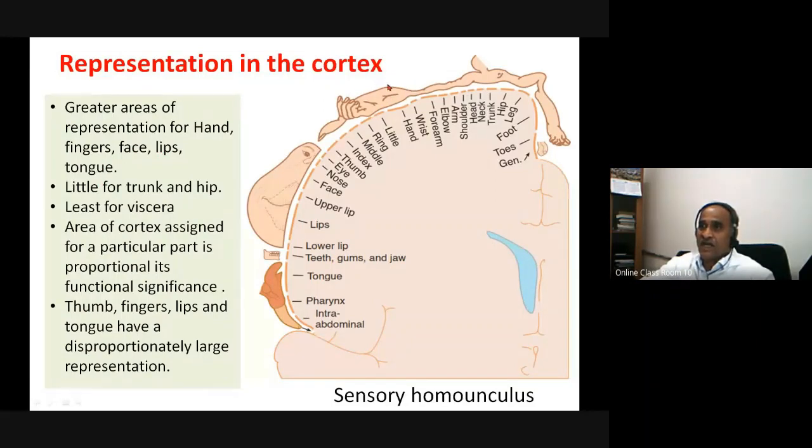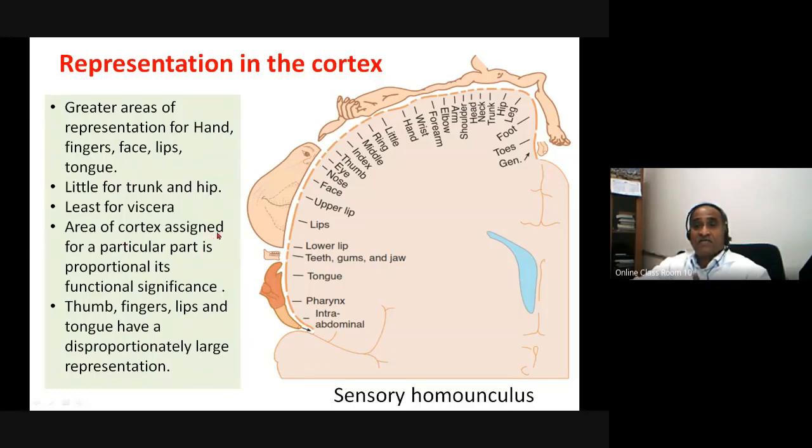You all agree with me. Hand is large. The face is large. Lips are thick. And the tongue. Little for the trunk and hip. Very little for the trunk and hip. If you are looking at the body size, a large part is the trunk. But the sensations carried by the trunk are not much. And hip are not much. Whereas the sensations carried by the fingers and the face are large. So that is where the importance is. The least for the viscera.